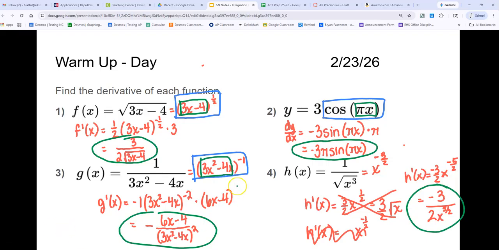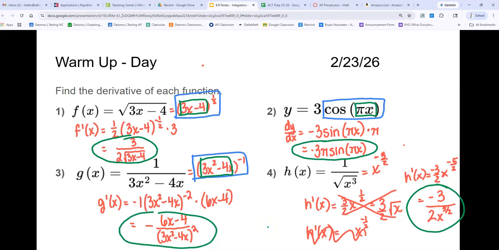So you multiply out front by that negative 1, subtract 1 from your exponent, leave the stuff on the inside alone, then multiply by the derivative of the inside, which is the 6x minus 4. And then I just sent the negative exponents back down to the bottom there. For that, I just left my negative out front. You could also distribute that negative if you want.